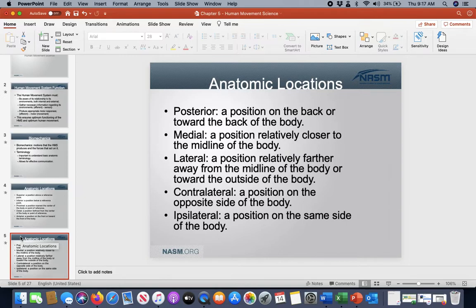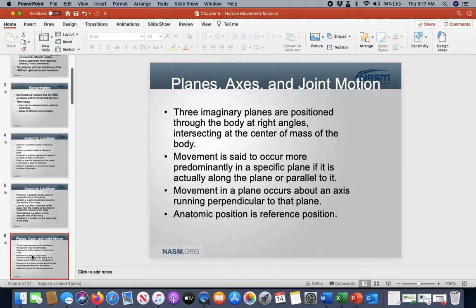Whereas ipsilateral means same side. So if you're turning your head to the left, you're going to use left side musculature. So just contra, opposite; ipsi, same. That's what we're looking for there.